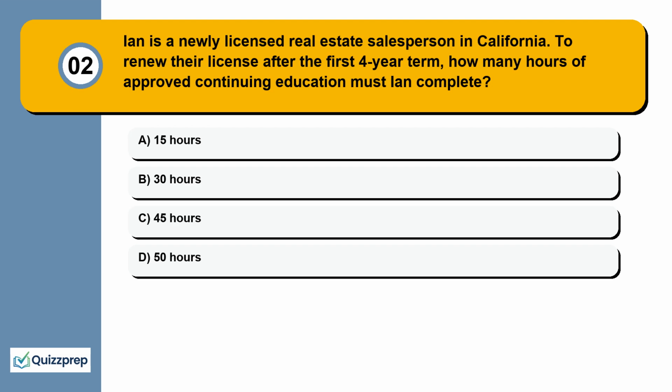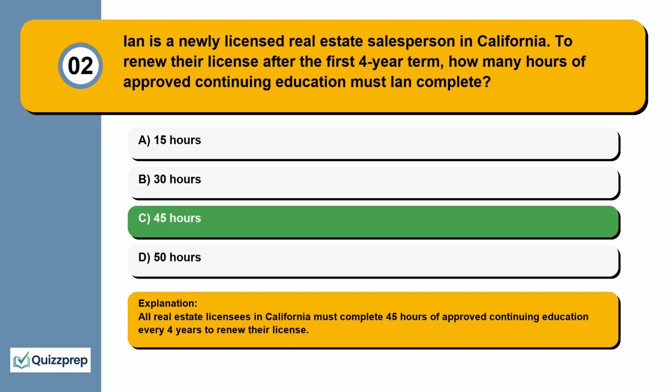Question 2. Ian is a newly licensed real estate salesperson in California. To renew their license after the first 4-year term, how many hours of approved continuing education must Ian complete? 15 hours, 30 hours, 45 hours, 50 hours.